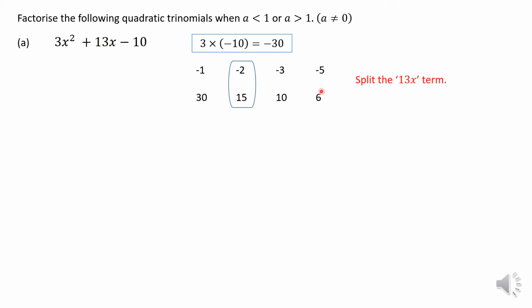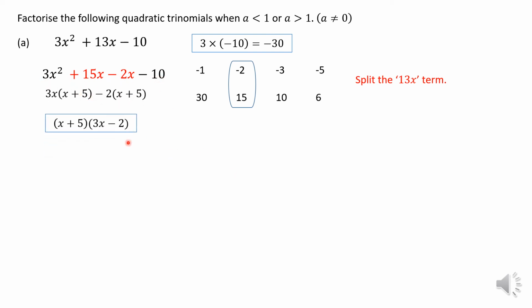So I'm going to split the 13x using this negative 2 and the 15, but I decided to put the 15 first because it goes nicely with the 3, because they share a common factor, and the negative 2 with the negative 10. So I do it in pairs, and x plus 5 is a common factor, and everything outside the bracket comes in its own bracket.